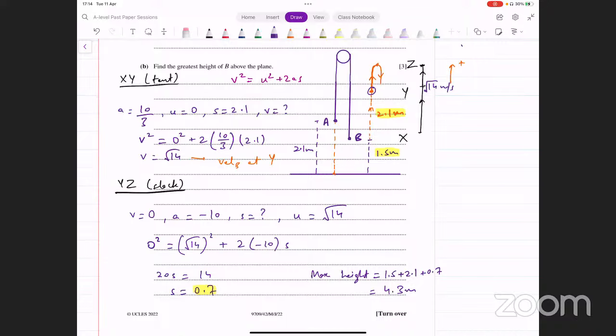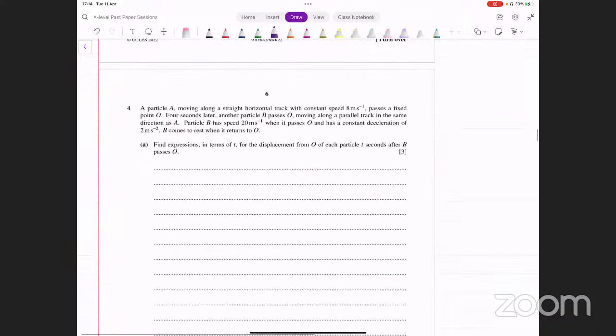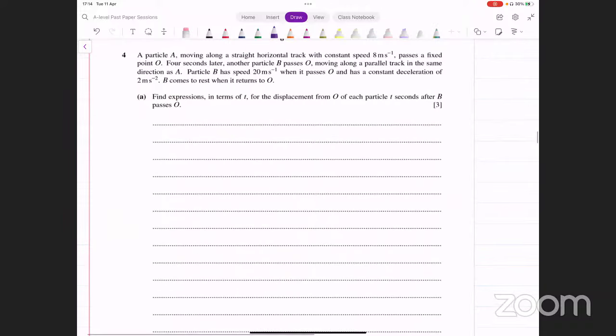Let's move on. Look at the next part. Look at the next question now. Question number 4 from this paper. We have a particle A that moves along a straight horizontal track with constant speed 8 meters per second. Okay, so there's this particle A. It's moving along a horizontal track with constant speed 8 meters per second.